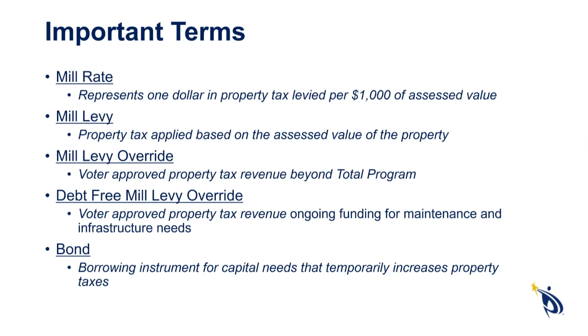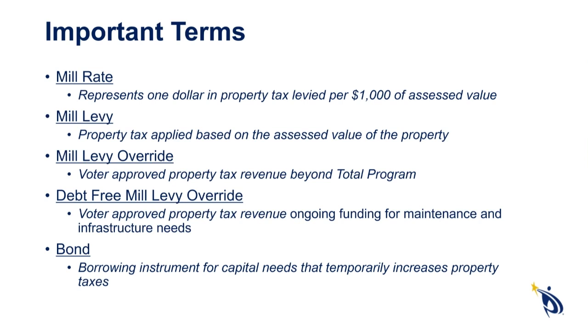So the mill levy override is another term that, again, is often used synonymously with the ones above. This is really where we're asking for more money beyond our total program funding. The debt-free mill levy override, the one that is going to be on the November 2024 ballot, is a unique kind of override. It's a different variant of a mill levy override. It's called a debt-free override, and it's really ongoing revenue to fund maintenance and infrastructure needs.